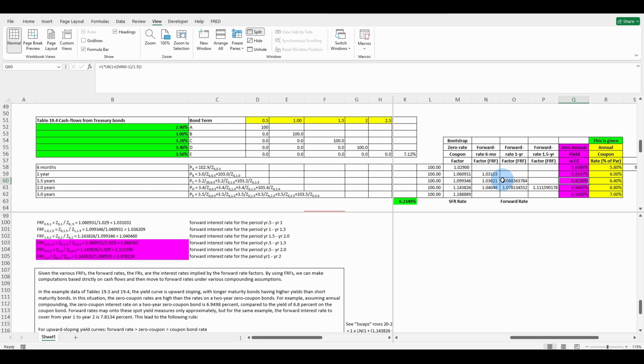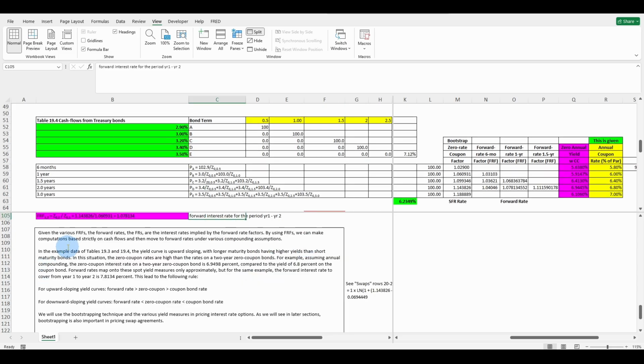Now you go up here, we look at log normal M58 right here, and then we show M59, annual yield 1.64169. Okay, log normal 1 plus M62. Given the various FRFs, the forward rates are the interest rates implied by the forward rate factors. By using FRFs, you can make computations based strictly on cash flows and then move to forward rates under various compounding assumptions.